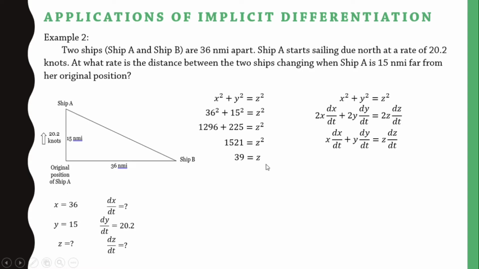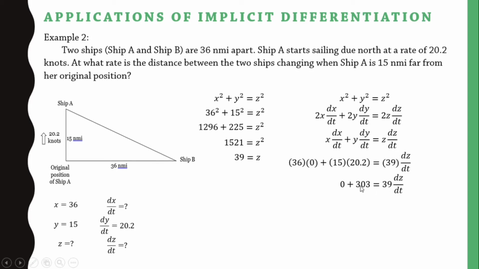So take note, we have x is 36. dx over dt, or that is for ship B, that's 0 or constant because it did not change position. Only ship A changed position. Plus y is 15. dy over dt is 20.2 equals z is 39 times dz over dt. That is what we don't know yet. So 36 times 0, that's 0. 15 times 20.2, that's 303, equals 39 dz over dt.